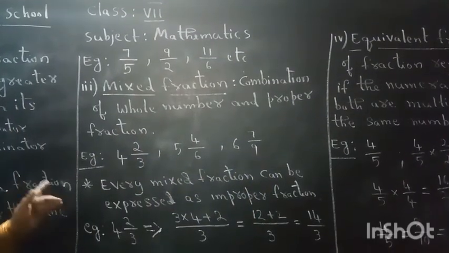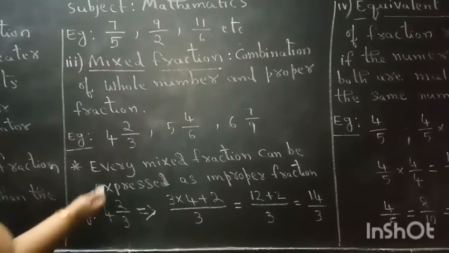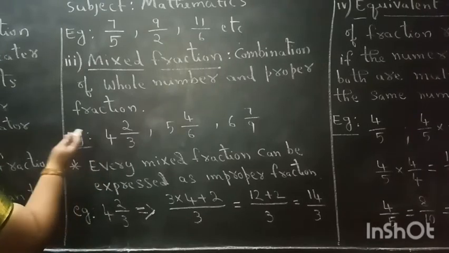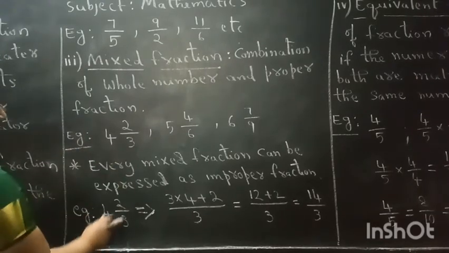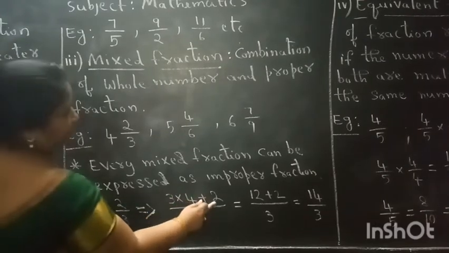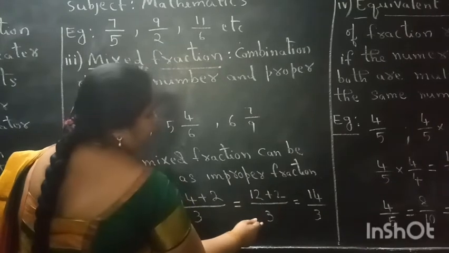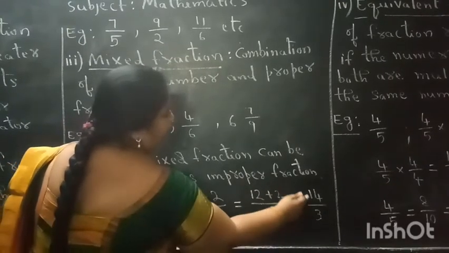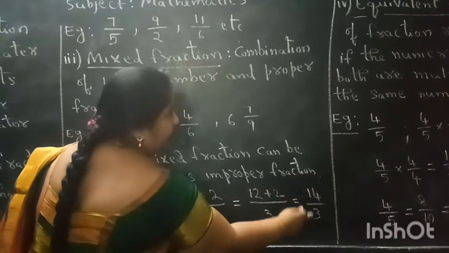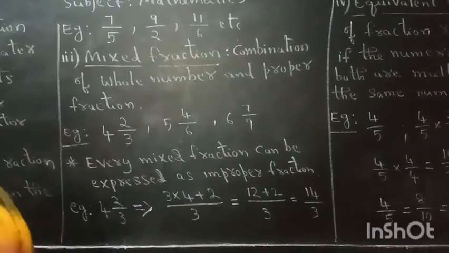Every mixed fraction can be expressed as an improper fraction. We take 4 2 by 3. How does this mixed fraction change into an improper fraction? 3 into 4, plus 2, by 3. 3 4s are 12, plus 2, 14 by 3. 14 by 3 is the improper fraction. Numerator is greater than the denominator, that is the improper fraction. Okay? Next, equivalent fractions.